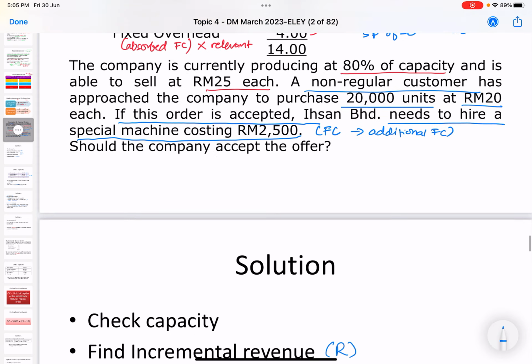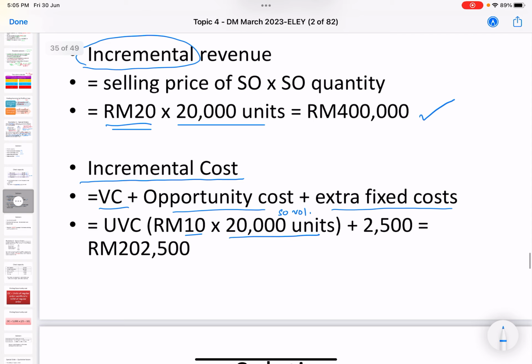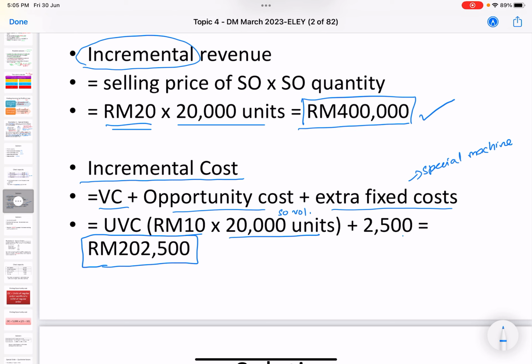So all the variable costs, if you add up, it becomes 10 per unit. So 10 times 20,000, plus the extra fixed cost just now, the special machine, cost 2,500. So which means that their incremental cost is 202,500. Their extra revenue is 400,000.